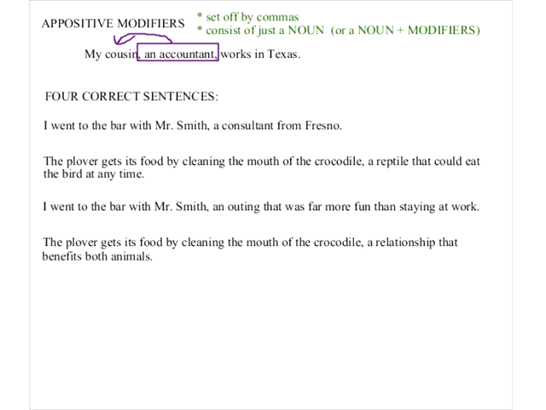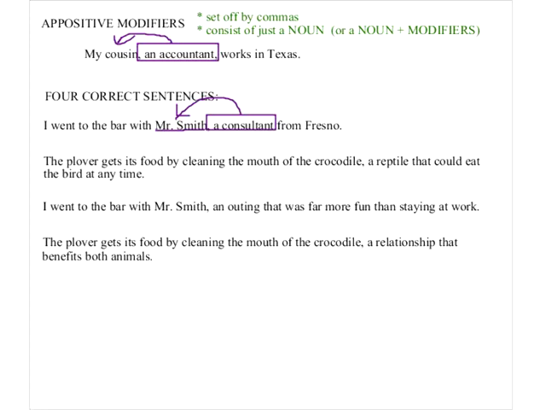All 4 of the following sentences are correct. So given that these are correct, let's figure out how appositives work. I went to the bar with Mr. Smith, comma, a consultant from Fresno. This isn't an appositive. Notice from Fresno is just a prepositional phrase telling us about consultant. So what does this modify? Somebody tell me in the text box. This modifies, logically, Mr. Smith. The consultant is just telling me about Mr. Smith.